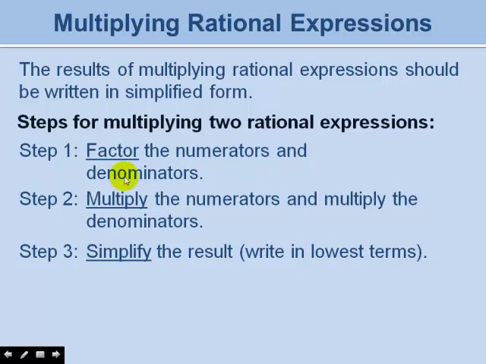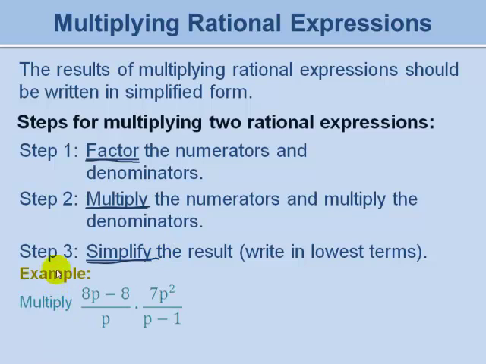and that our result is written in lowest terms. So we can write out these three steps in sentences like this, or we can think about just the three main words. So the factor, multiply, and simplify. If you can remember those three words, it'll help you. Here's an example. So we're going to multiply 8p minus 8 over p times 7p squared over p minus 1.